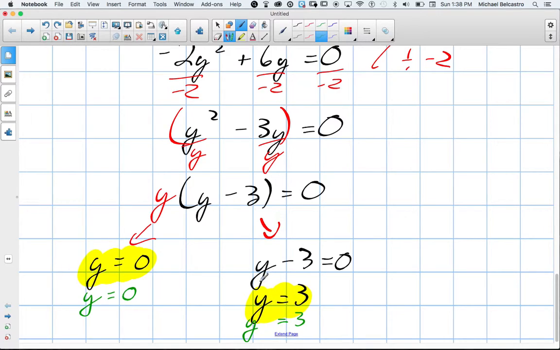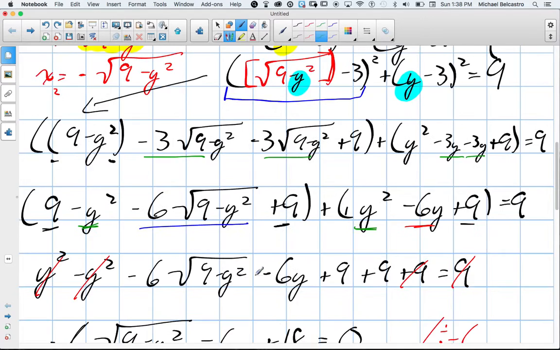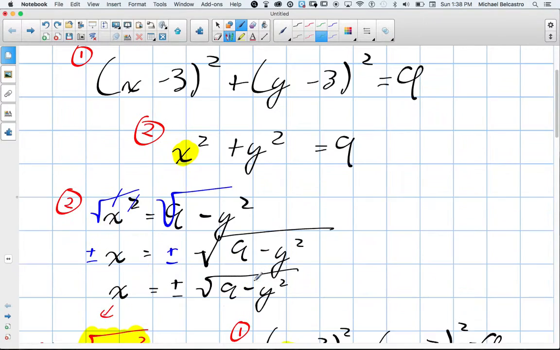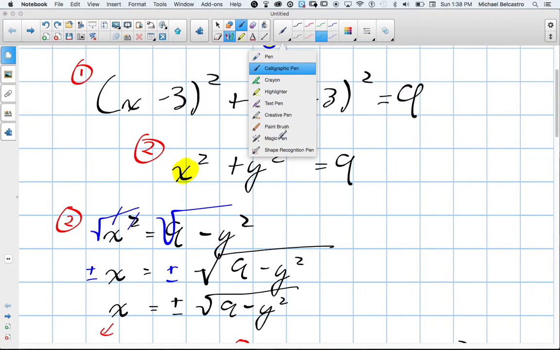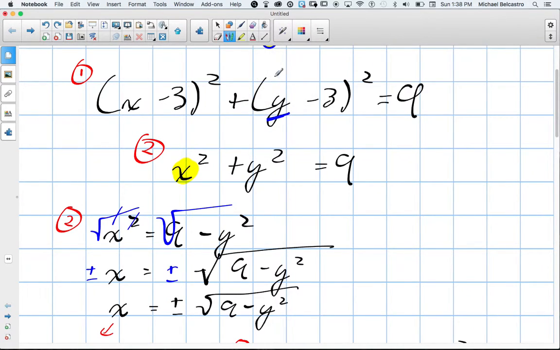Okay, so now we're going to plug them into our equations. We should be able to plug into either of our two equations that we started with. I can plug y equals 0 or 3 into this one or into this one. This one's going to be the easier of the two. So we're going to plug both values in, when y is 0 and when y is 3, and find out what our x values are.